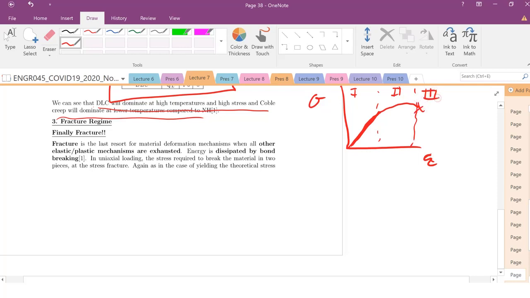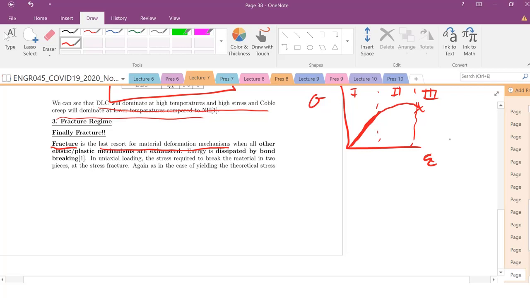Fracture is the fun part of mechanics. It's when things fail, when things break. Fracture is the last resort for material deformation mechanisms. So we are going to try to pull on the bonds. We're going to try to move dislocations in the plastic regime in order to accommodate and deal with the stress that's applied on our material. And once all mechanisms, creep, anything you could think of, have been exhausted, the last resort for the material is to break bonds, and then you also form surfaces there.